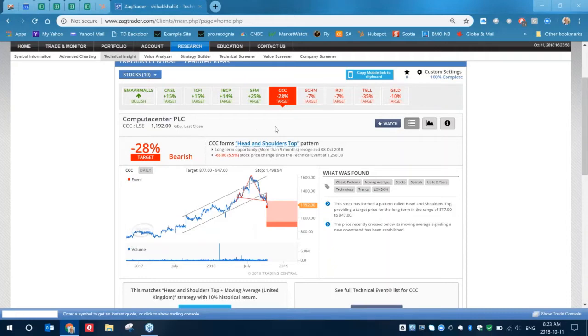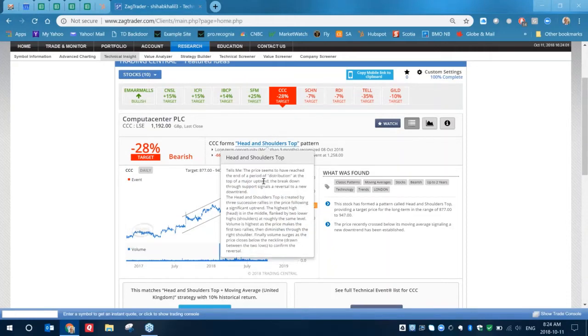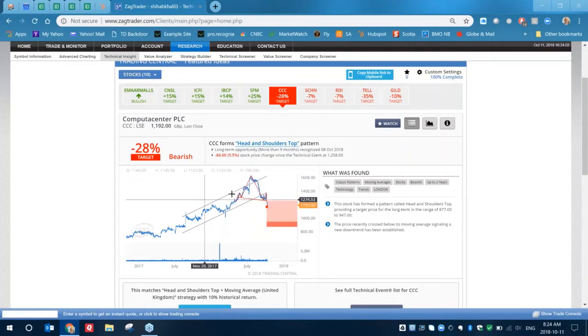And we've had a bearish pattern here called a head and shoulders top. This is a textbook perfect head and shoulders top. This is what every technical trader would look for when looking at stocks that are poised to reverse. The stock has been in an uptrend since 2017, and we've formed this head and shoulders top over the preceding few weeks. It was recently confirmed, and the target price is 877 to 947, this dark red region down here. That's where the price suggests we're going to go.